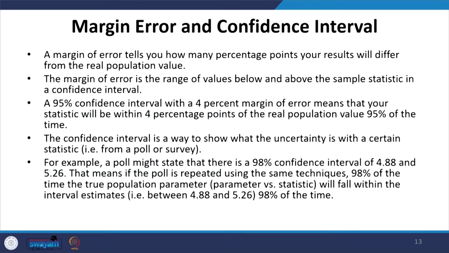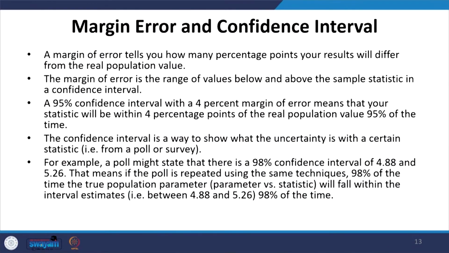Now we are clarifying some concepts like margin of error and confidence interval. Researchers are often confused about these two concepts. Margin of error tells you how many percentage points your result will differ from the real population value, that is, how your sampling estimates are different from your population estimates.